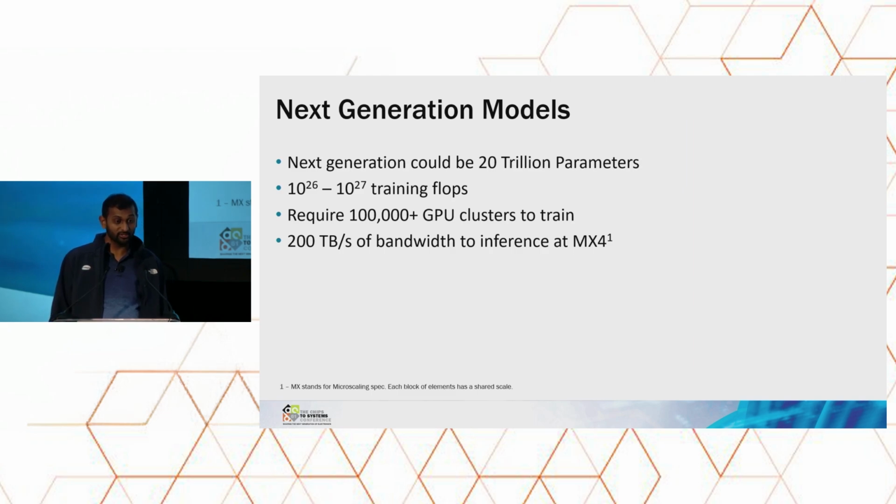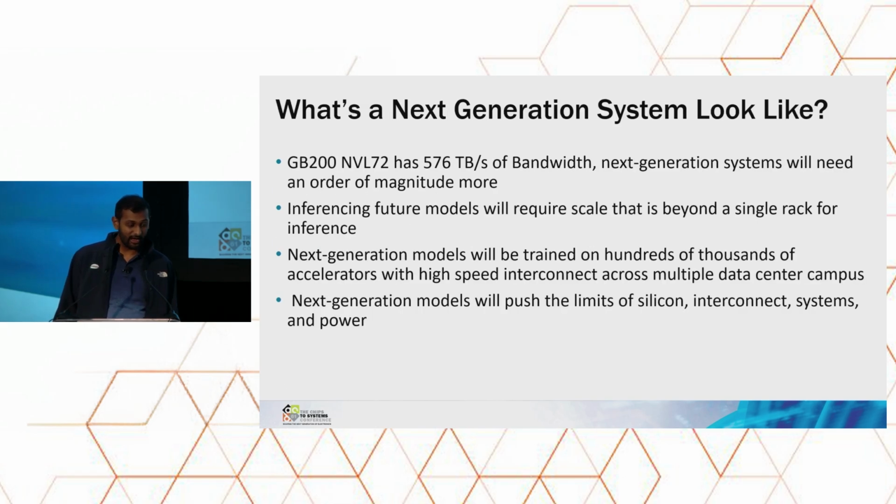What does that mean? It means you need 100,000 GPUs to train that, and to inference that model, you would need 200 terabytes a second of memory bandwidth at high utilization with a 4-bit floating point format, or integer format, either one. But it would require over 200 terabytes a second of memory bandwidth just to serve that model at human usable speeds. So what does that system look like?